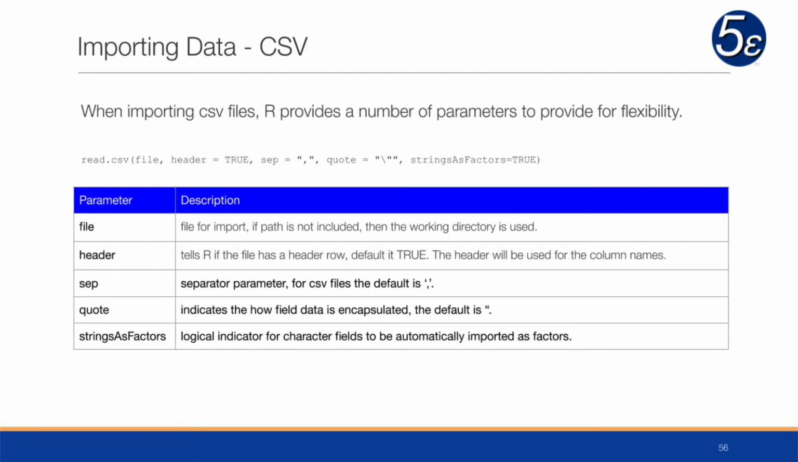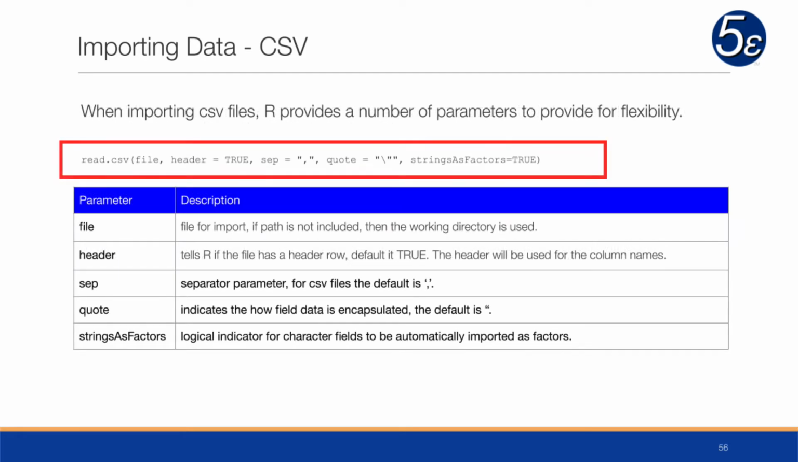So here's an example of where we can use the read.csv and provide some flexibility in terms of the parameters to tell R how the CSV file actually is structured. In this case, we have the read.csv. We have a file name as the parameter. We'll say header equals true, which means the first line is actually a header, so those will become your column names. We have the separator as a comma. Quote equals quote backslash quote quote. This is an escaped quote character to say that the fields will be encapsulated with quotes.